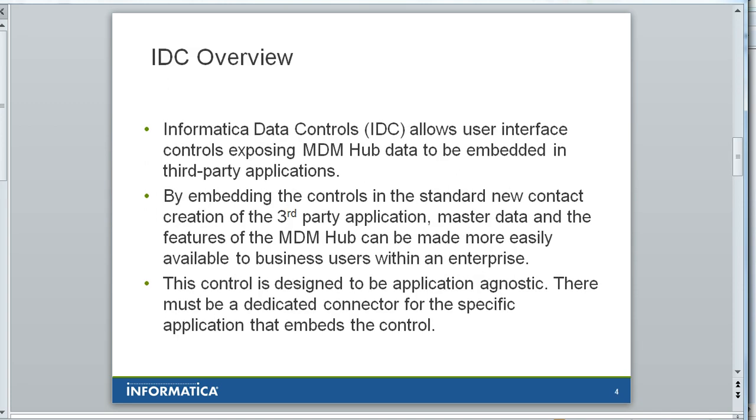Basic overview. Let us assume you have a third-party application on which you create new records. Let us also assume data from this third-party application is integrated into MDM Hub. By using IDC controls, you can expose the data in MDM Hub to users creating the new records in the third-party application. By embedding the controls in the standard new contact creation of the third-party application, master data and the features of the MDM Hub can be made more easily available to business users within an enterprise. This control is designed to be application agnostic. However, there must be a dedicated connector for the specific application that embeds the control.